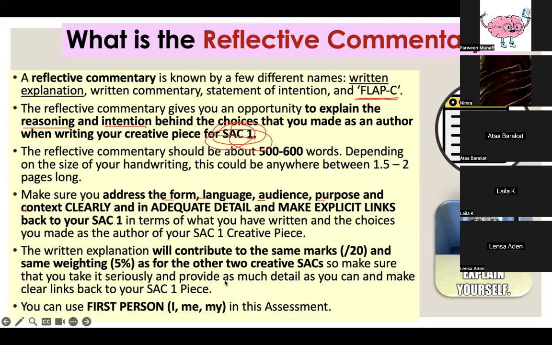Okay, that's okay. All right, so as well as for the other 2 creative SACs, guys, we want to include as much detail and as many explicit links back to SAC 1 as possible. That could include you quoting information from your SAC 1 to do that. So that can actually be a good way for you to improve your mark.